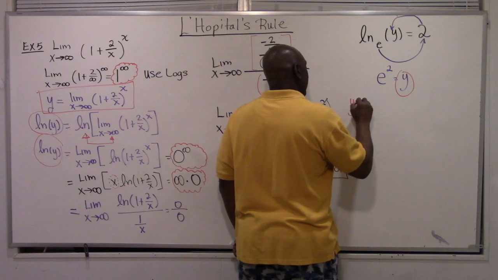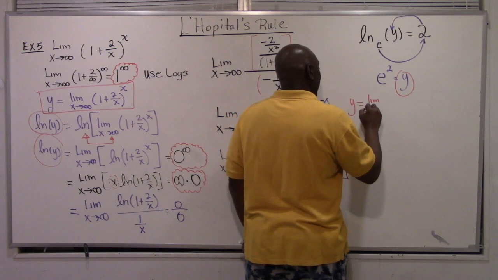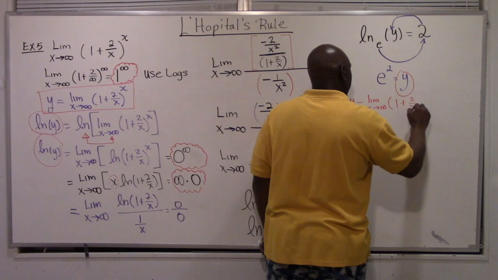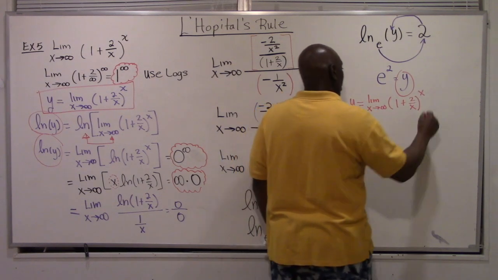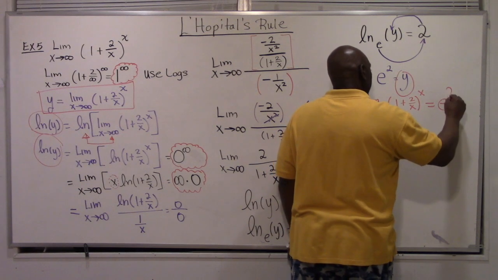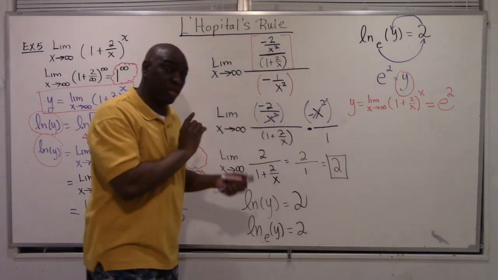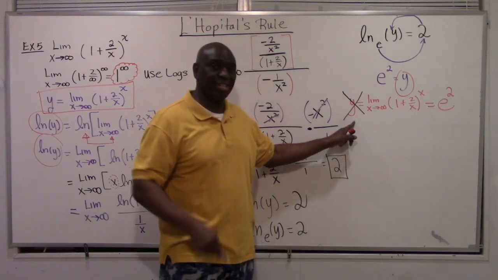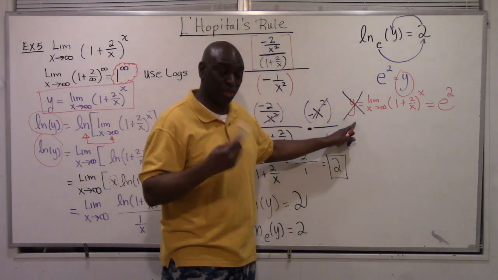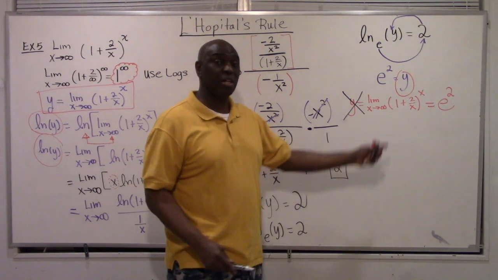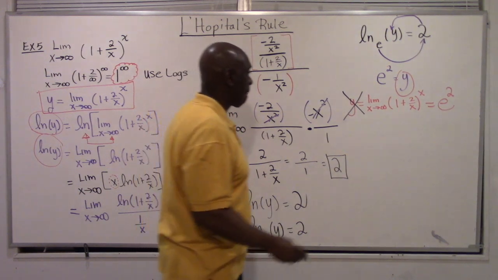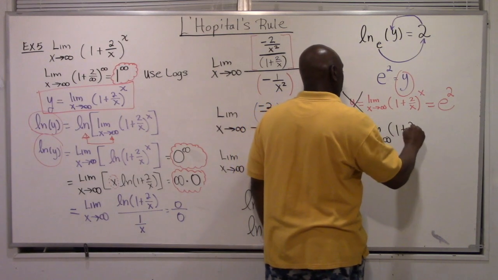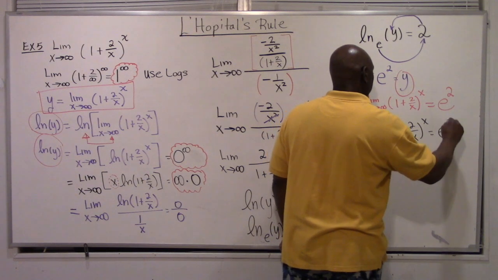So we said y equals the limit as x approaches infinity of (1 + 2/x)^x, which equals e squared. And there you go. Once you get to that step, you can drop the y. You don't need it anymore, because it was just an aid to help you determine the limit as x gets increasingly large of that function raised to the power of a function. So, the limit as x approaches infinity of (1 + 2/x)^x is e squared.